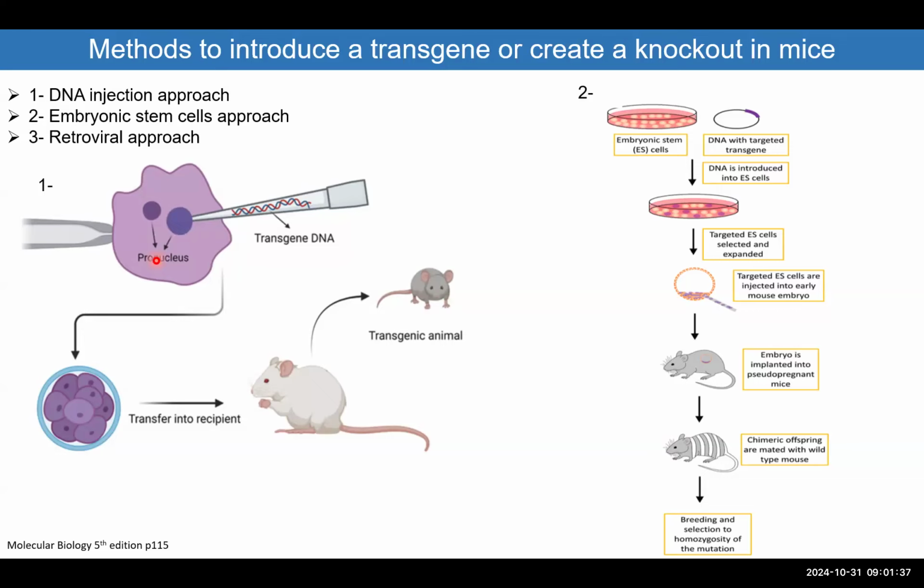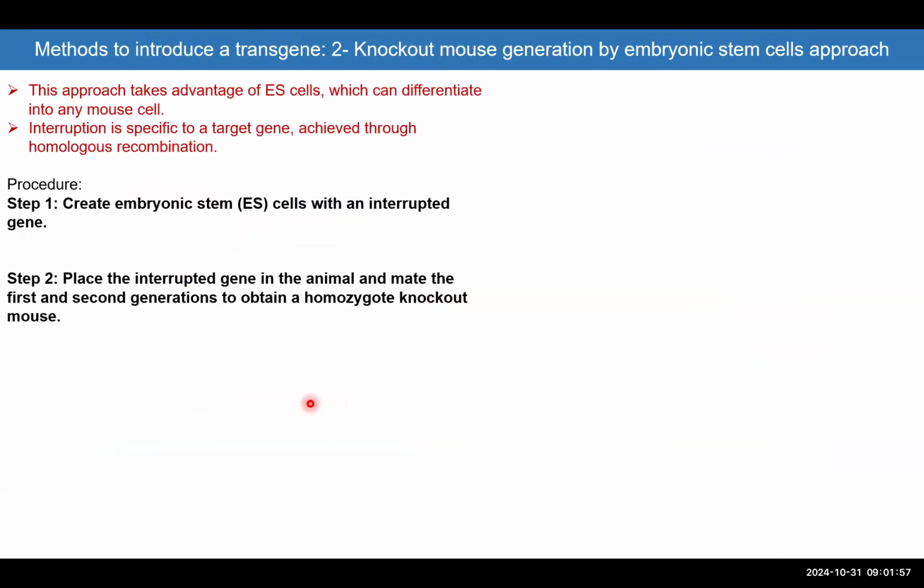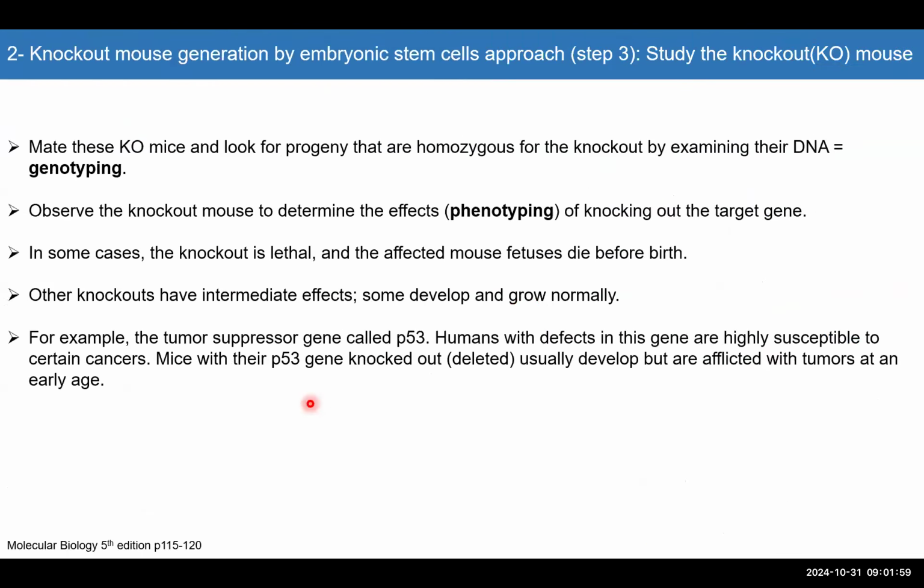Now, we're doing mostly that, letting the cells grow, and then we will insert them into a pseudo-pregnant mouse. In other words, we will inject these mice with certain hormones to get prepared for pregnancy. So this is one thing.